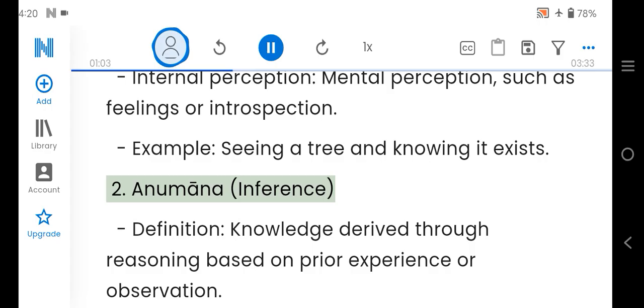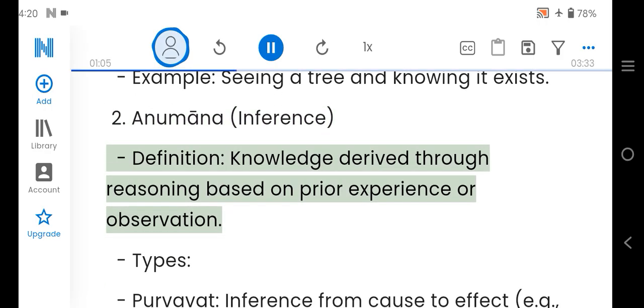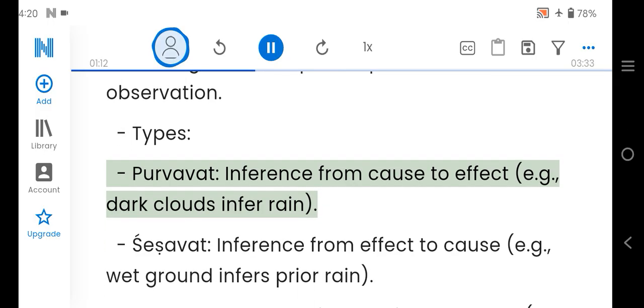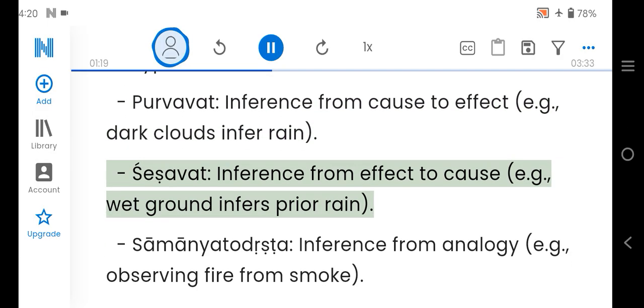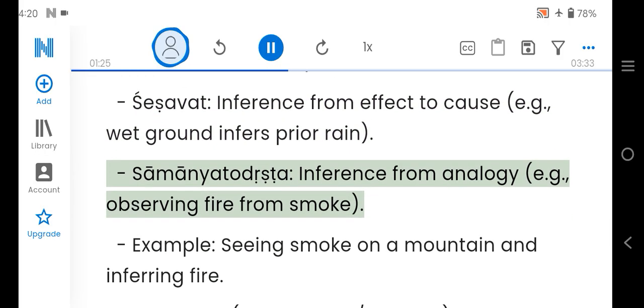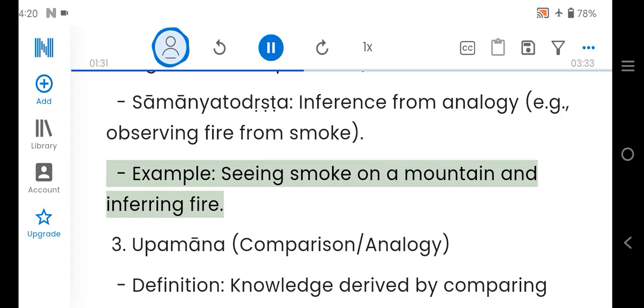2. Anumana, inference. Definition: knowledge derived through reasoning based on prior experience or observation. Types: purvavat, inference from cause to effect, e.g., dark clouds infer rain. Sesavat, inference from effect to cause, e.g., wet ground infers prior rain. Samanyatodrsta, inference from analogy, e.g., observing fire from smoke. Example: seeing smoke on a mountain and inferring fire.